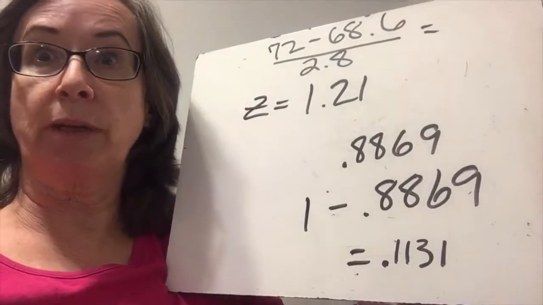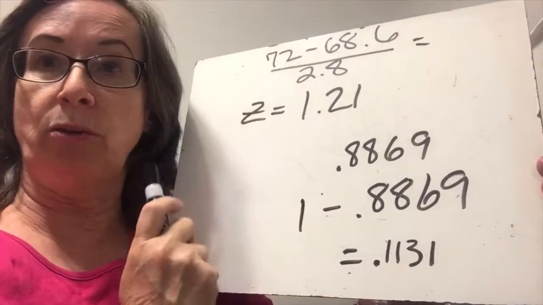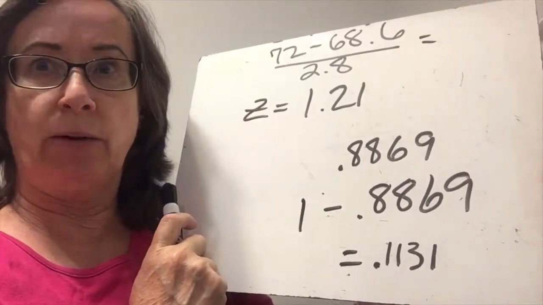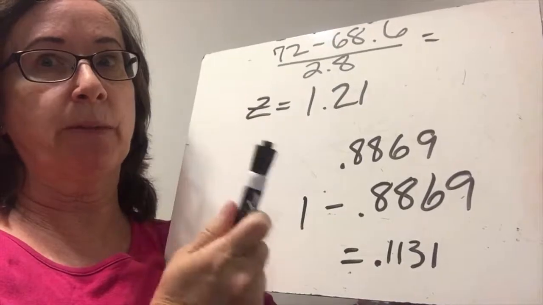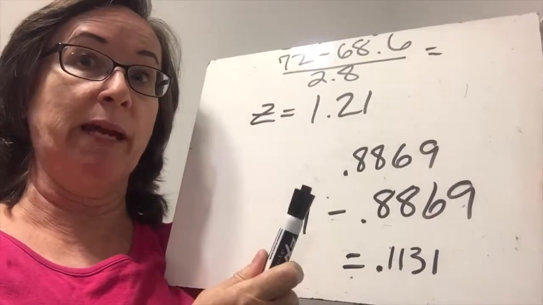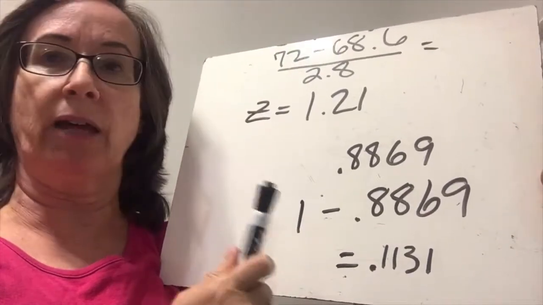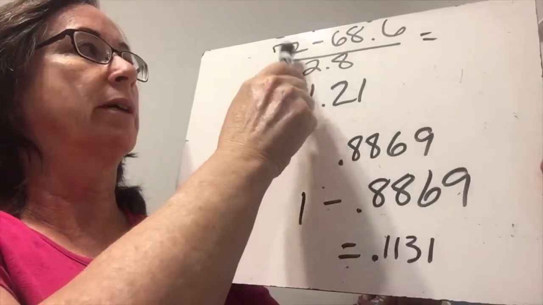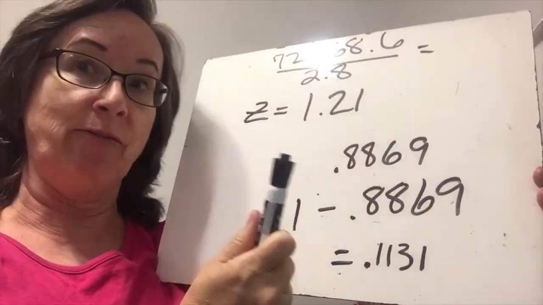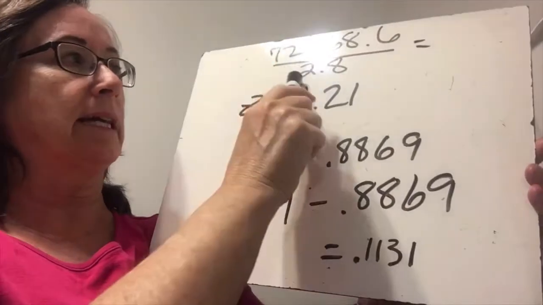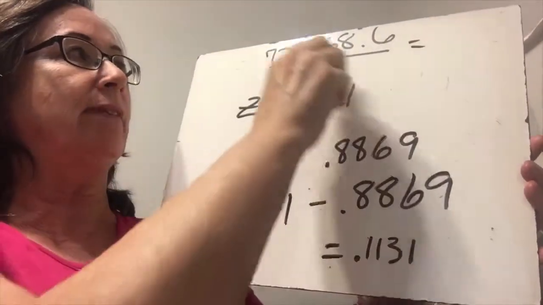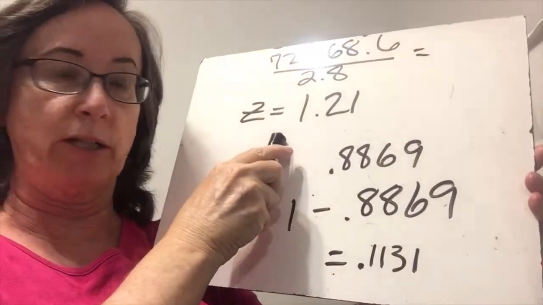All right, so first we're going to do the table. We've got 72 inches is the shower head. We're trying to find the probability that a randomly selected person is greater than the height of the shower head. So we're going to say 72 minus the average or mean, 68.6, divided by the standard deviation. That gives us a z-score of 1.21.